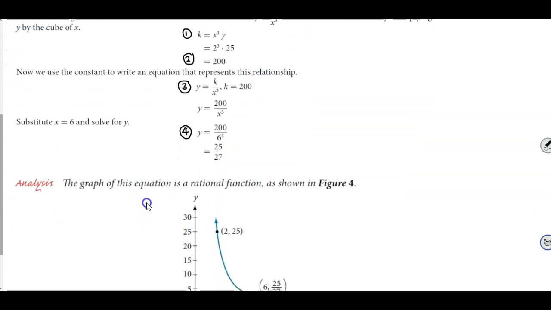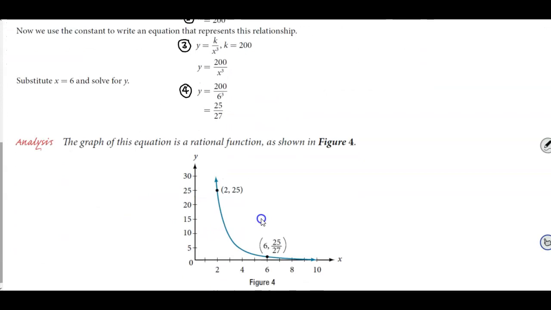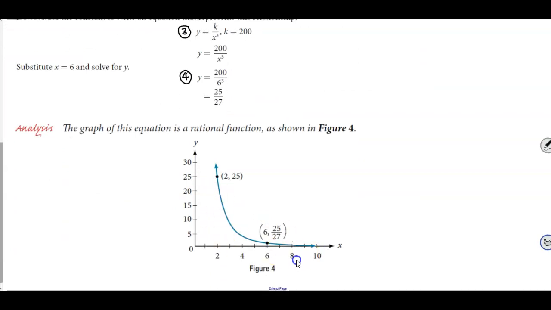Now the graph of this equation is a rational function, and it would look like the following. So the input is 6, the output is 25 over 27. Our initial value that was given was x, or the input, was 2 and the output was 25.